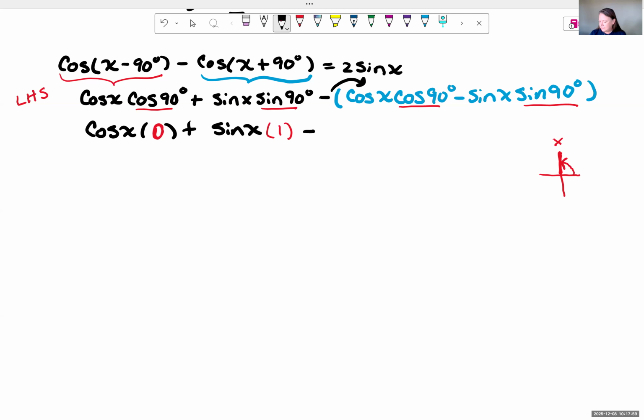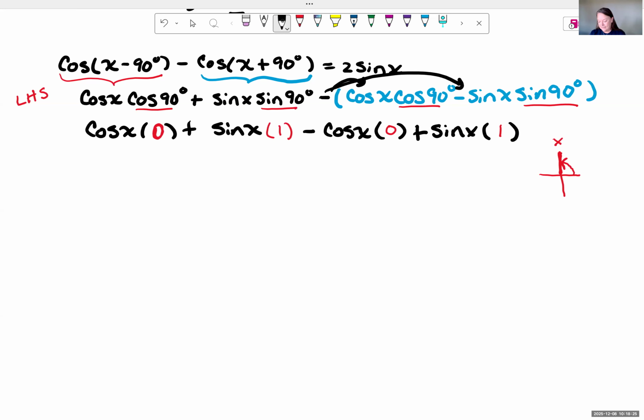So this is minus cosine of x times cosine of 90, but cosine of 90 again is 0. Distributing my negatives, so minus times a minus is actually a plus. So this is sine of x times sine of 90, but sine of 90 degrees is 1. So anything times 0 is 0.